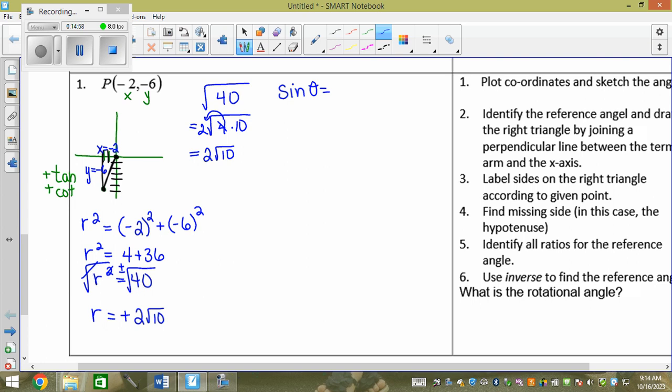Sine your resume, which you don't actually do. That's totally fine. Sign your resume. So my resume is 2 root 10. So it's going to be -6 over 2 root 10.